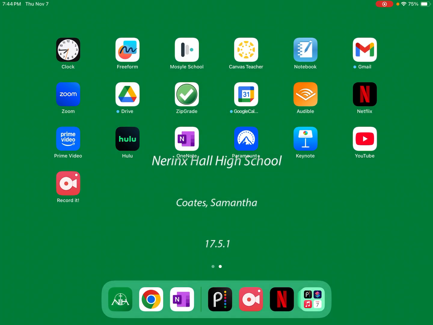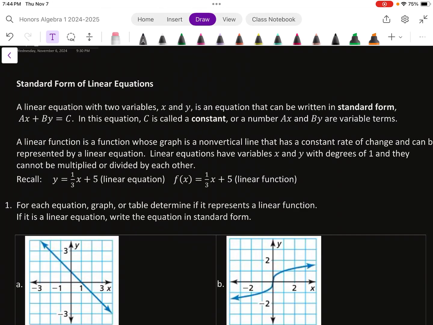We're going to do day 3 of our notes. We are doing standard form of linear equations. Last time we talked about functions and we evaluated functions and the difference between an equation and a function. Today we'll specifically talk about linear equations in standard form, but just knowing that they can be represented as functions down the line. So what is a linear function?